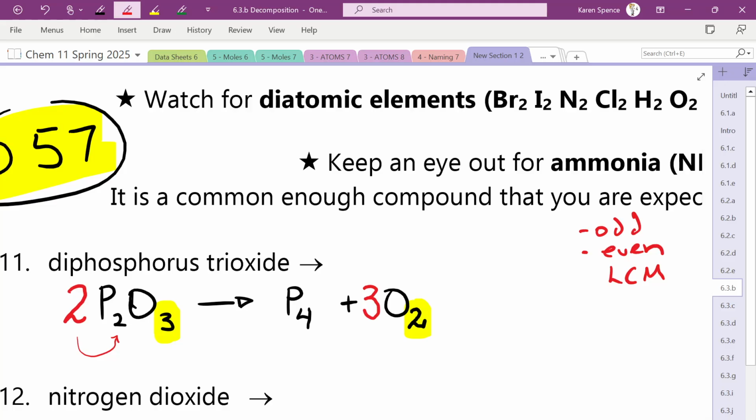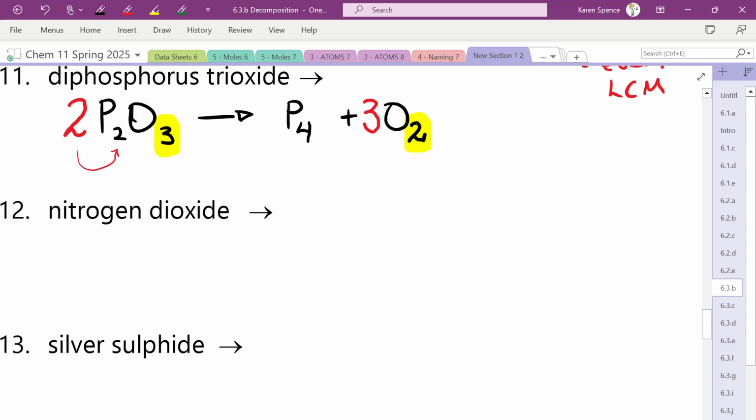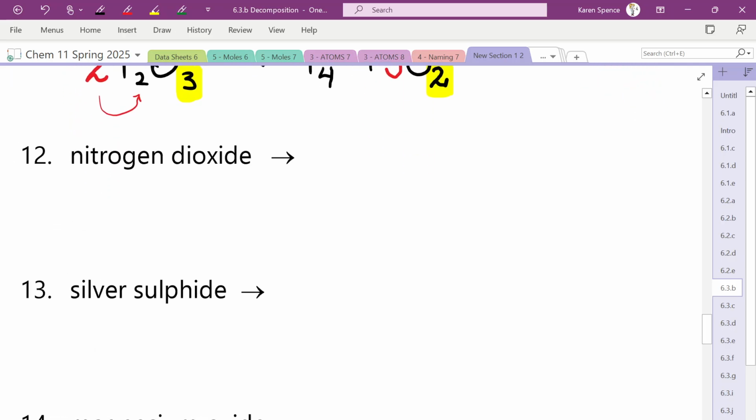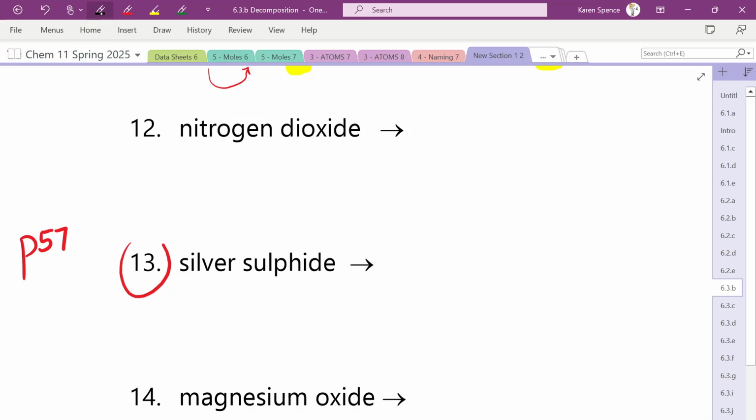Okay? Let's do an example with an ionic compound at the start. Okay, so we have here silver sulfide, number 13. Again, this is on page 57, if you've just come in, and we're doing number 13. Silver sulfide, AgS. Tell me how much you love or dislike that. You can either thumbs up me or thumbs down me.